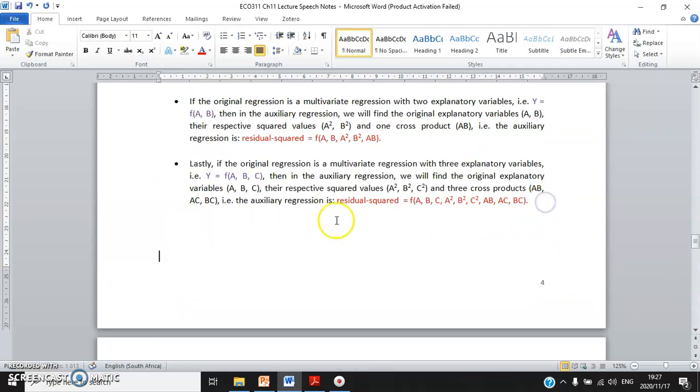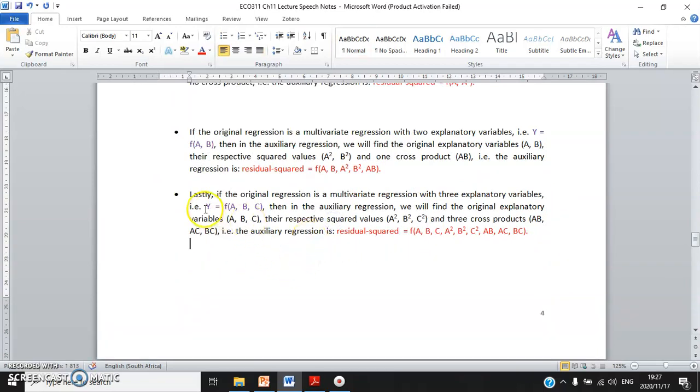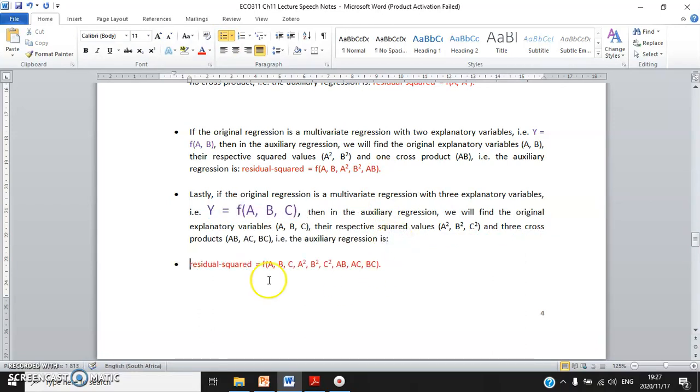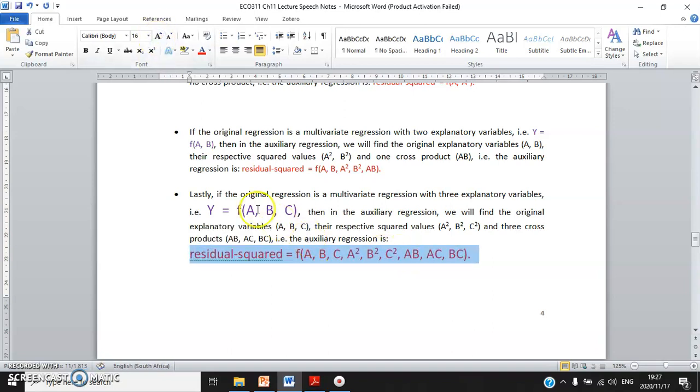So let's look at this. Maybe let's look at the last case, the multivariate regression. Do you notice? Let me enlarge that. If this is my multivariate regression, y as a function of a, b, and c, three explanatory variables, then how would my auxiliary regression look like? Remember I said we extract the residuals and then the residual square. Okay, it is a function of the original values, a, b, and c.